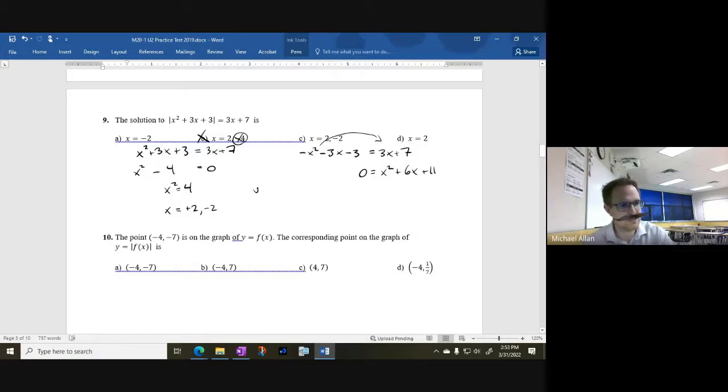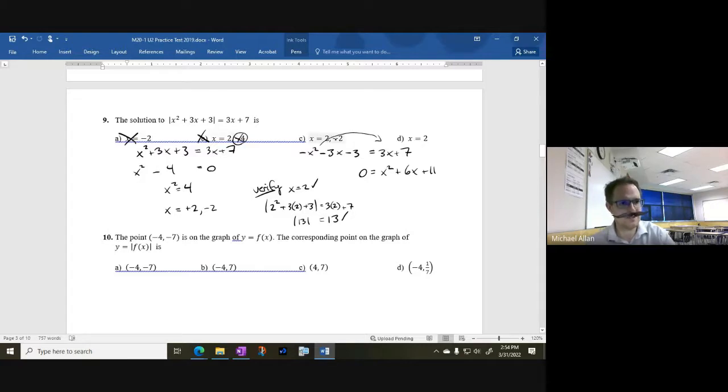So let's do a little verification. All right, so I'm going to use 2 to start off with. I'm going to put 2 squared plus 3 times 2 plus 3. Is that the same thing as 3 times 2 plus 7? So 6 plus 7 is 13. And then 4 plus 3 is 7, plus 6 is 13. Absolute value 13. Yeah, check mark. So 2 works. Cross off A because it doesn't have a 2.